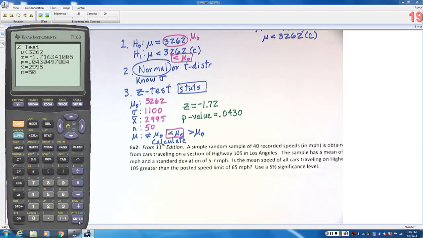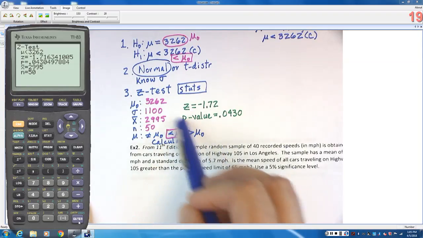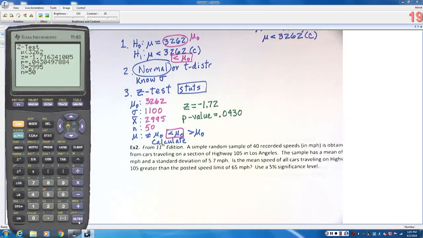So that's what I want you to write down. You don't have to write all of this down. I just did this for your benefit since I'm teaching it. Okay, so that's step 3.